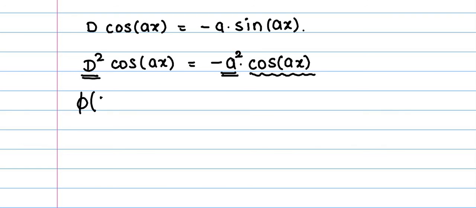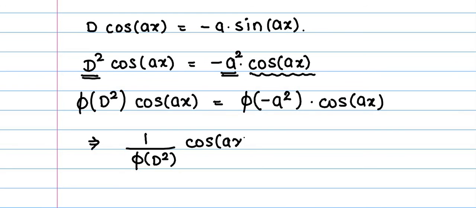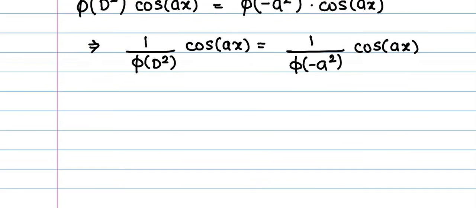So the same is the case with any polynomial containing D square: when operated on cos ax, it will give us a polynomial in terms of minus a square into cos ax. So by rearranging the terms, we can find the formula for the trigonometric function cos ax, and that formula is: replace D square by minus a square in the same trigonometric function. So both justify the same formula.